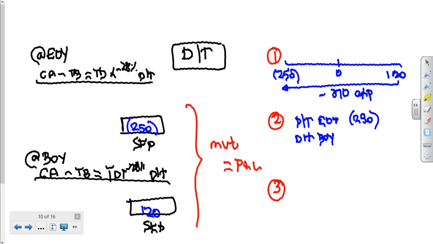250 minus 120, like that. Do you agree? Balance at the end, 250 liability. Balance at beginning, 120 asset. But I'm minusing an asset, so I'll end up with minus 370 as my movement. Do you agree?